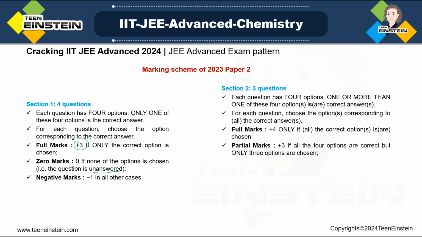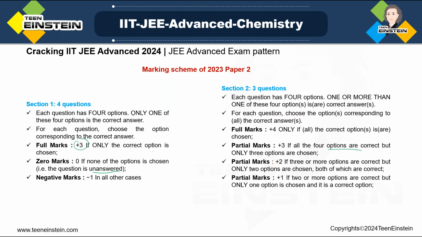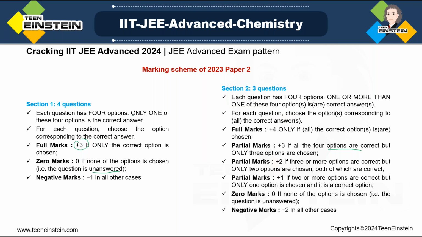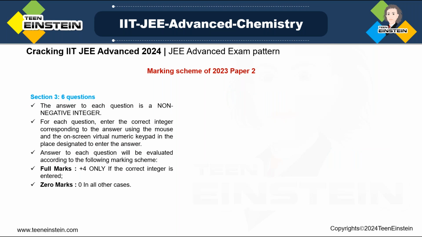Now this pattern also we have already seen in paper 1. Full marks +4, partial marks +3, when all 4 options are correct but you choose only 3. Another type of partial marks, +2, if 3 or more options are correct, but you choose only 2 correct ones. And +1 if you choose only 1 correct when there are 2 or more options correct. And 0 marks for unanswered, negative marking in all other cases. Basically, it is the same as you have already seen in section 1 of paper 1. So these 2 patterns we have already seen in paper 1.